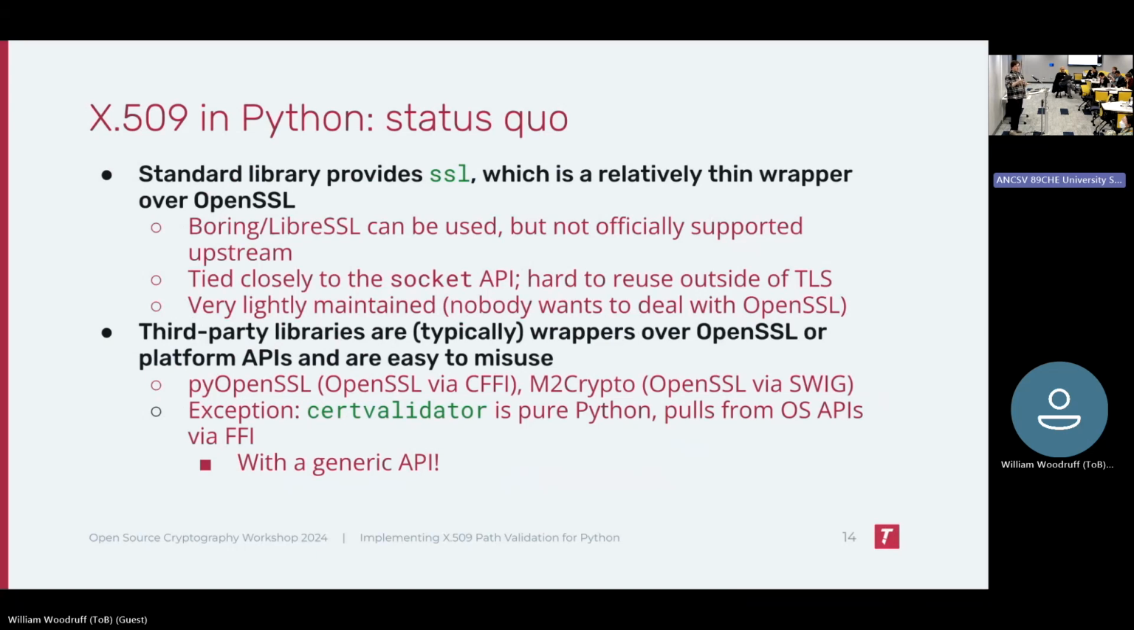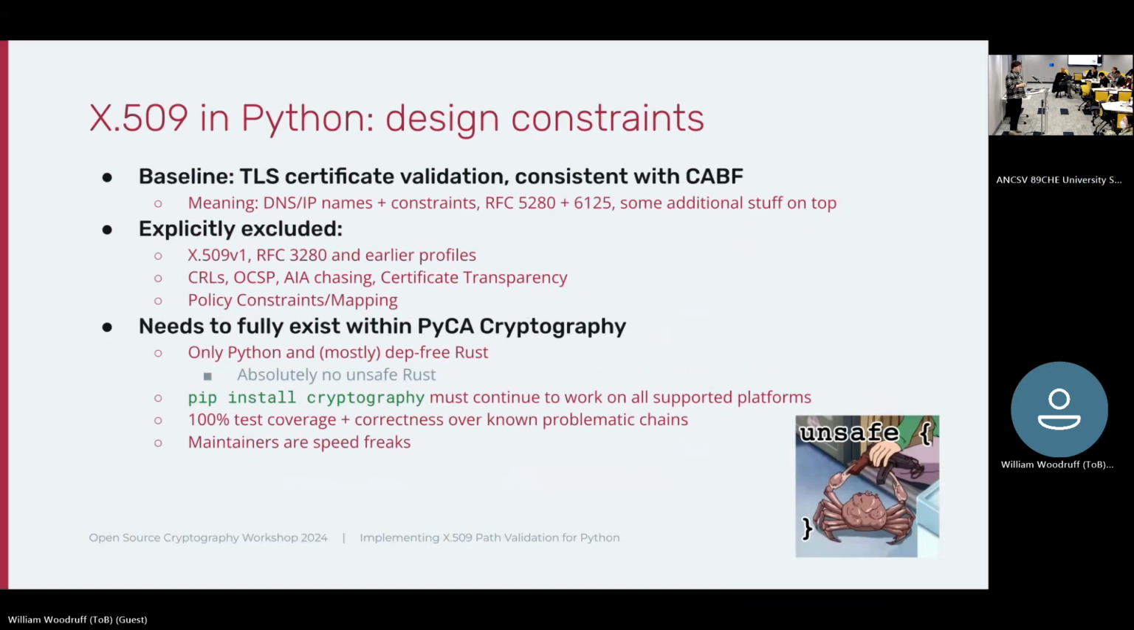There is one exception to this, which is certvalidator, which is a pure Python X.509 path validation library that we took a look at as part of this work. It pulls from the OS APIs by FFI, and it does have a generic API, but as we'll see, it has some pretty significant bugs that don't stack up super well.